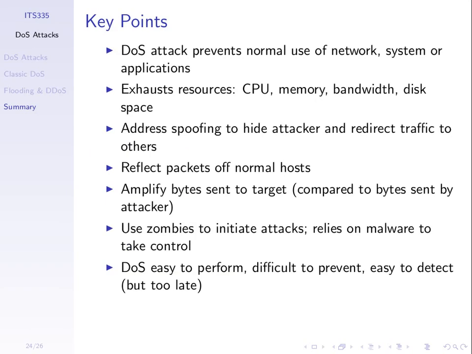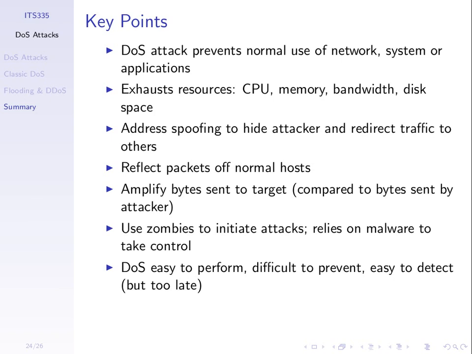Denial of service attacks try to prevent normal users from using the network, the system, the computer system, applications on those systems. You either exhaust CPU on the computer, or memory, or disk, or bandwidth in a network, for example, capacity. Often address spoofing, or using a fake address, is used to hide the attacker and to redirect traffic. Often we reflect packets off normal hosts to amplify the amount of data going to the target by using protocols that send small requests and large responses.